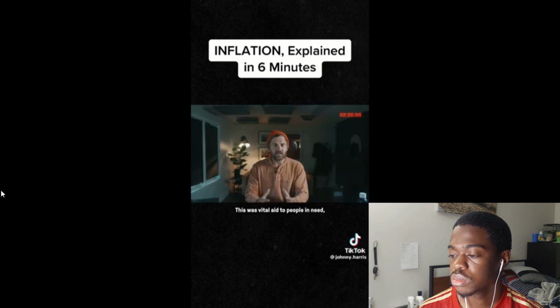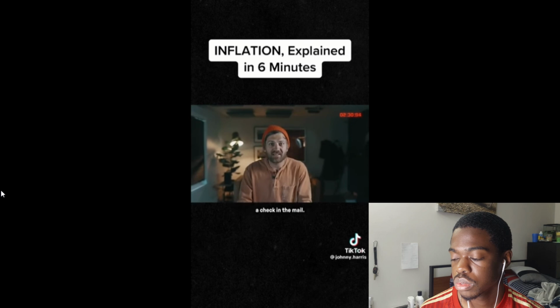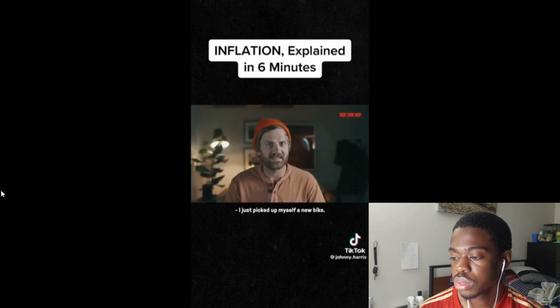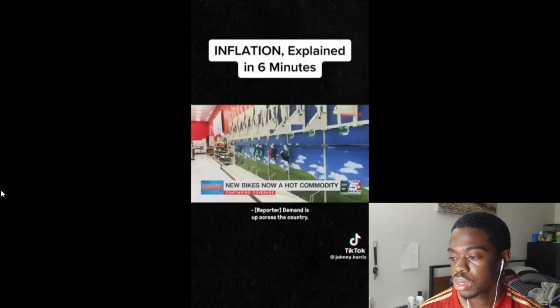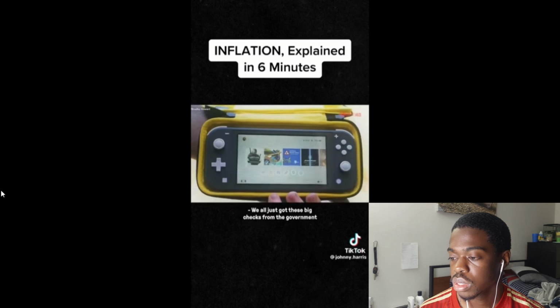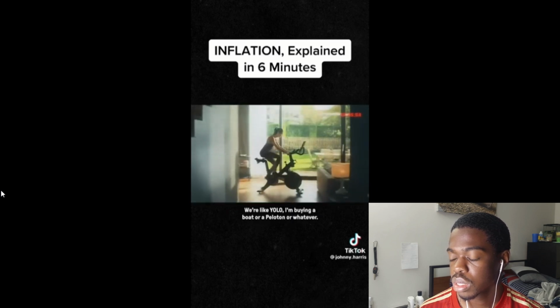This was vital aid to people in need. But even people who didn't lose a job got a check in the mail. It was free money for everyone. And we spent it. I just picked up myself a new bike. Demand is up across the country. It's time to grind, Peloton. We all just got these big checks from the government. During a pandemic, we're like, YOLO, I'm buying a boat or a Peloton or whatever.